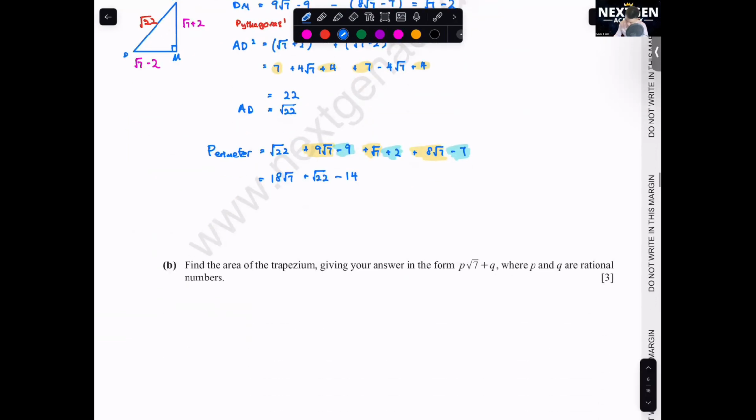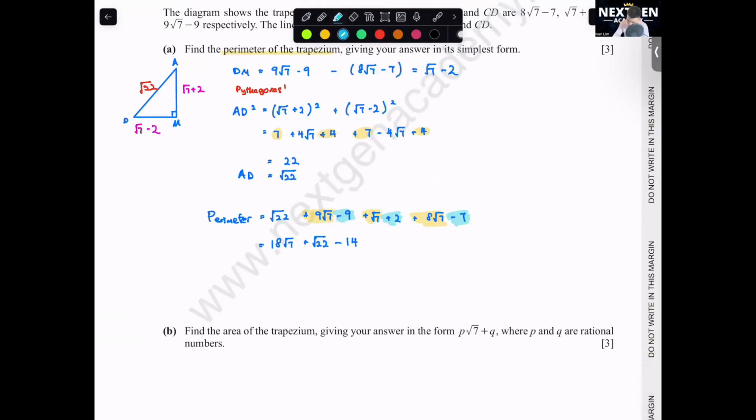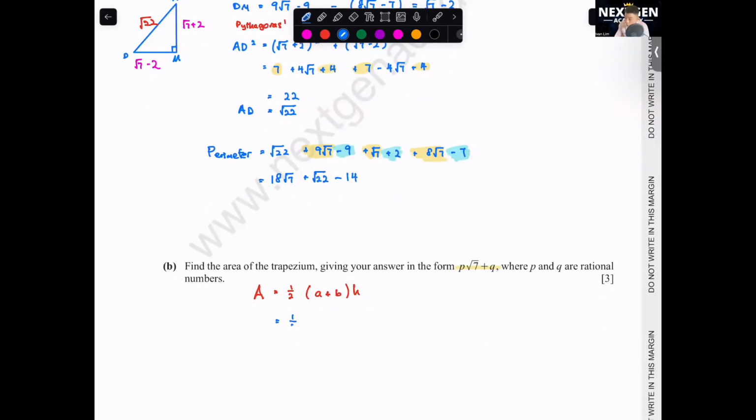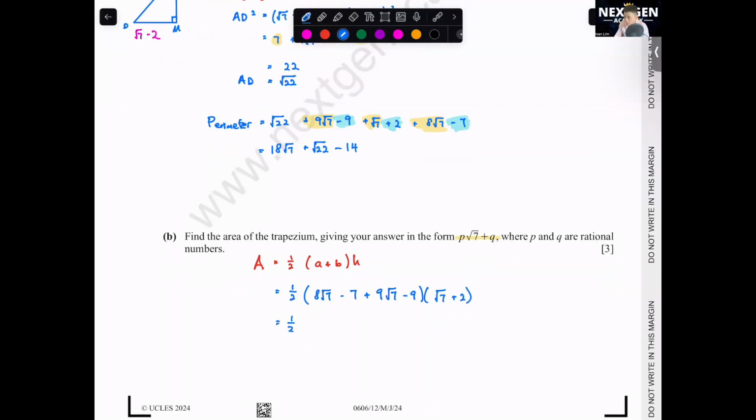Okay, the next one. Find the area of the trapezium, giving your answer in the form P root 7 plus Q, where P and Q are rational numbers. So area of trapezium, we'll use the formula of 1 over 2 (a plus b) times height. Let's just substitute all the values in. 1 over 2, (8 root 7 minus 7 plus 9 root 7 minus 9), and here root 7 plus 2, which is your height. Okay, let's simplify the brackets. Here we will get 17 root 7 minus 16. Root 7 plus 2. Do a cross multiply.